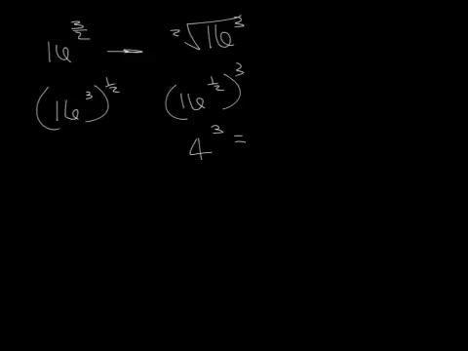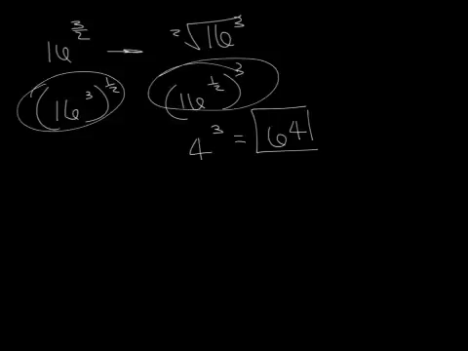4 times 4 is 16. 16 times 4 is 64. See, I did that in my head. I didn't even need a calculator to do that. So, you can do it either way. Really, you could even do that third way. But this way that I did right here is a lot easier to do it in your head. Okay?